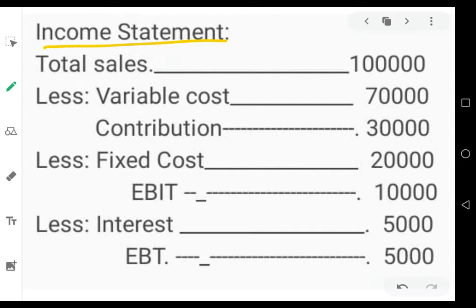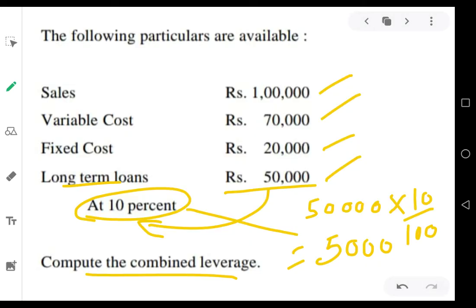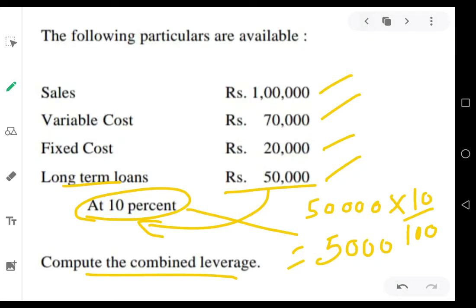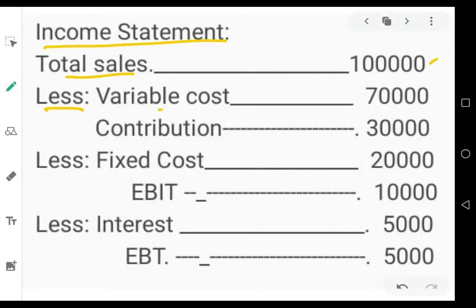Now, let's begin our income statement with total sales. As given in the question, the total sales amount is 1 lakh rupees, less variable cost. Out of the total sales, we are subtracting the variable cost. As per the question, it is 70,000 rupees. If you subtract 1 lakh minus 70,000, you get 30,000 rupees contribution. Sales minus variable cost is contribution.